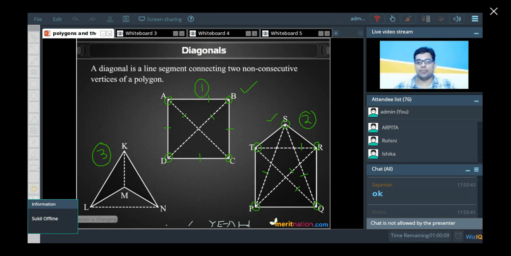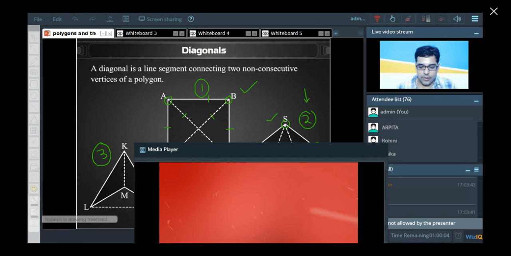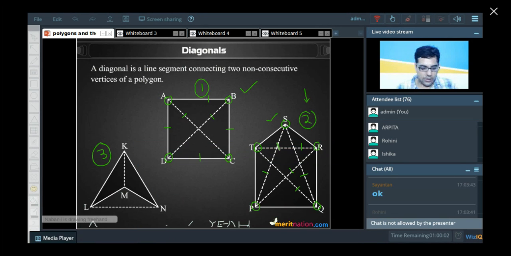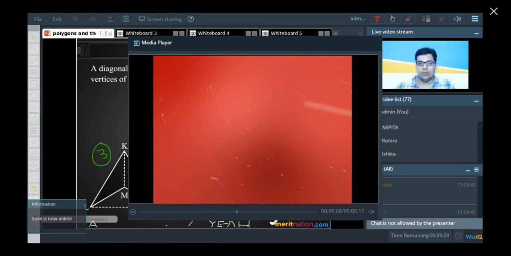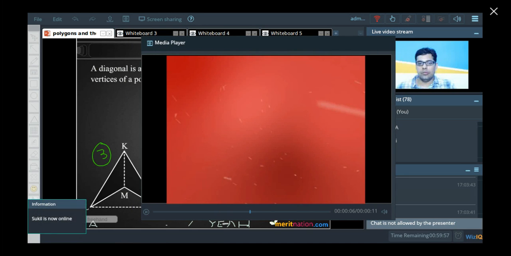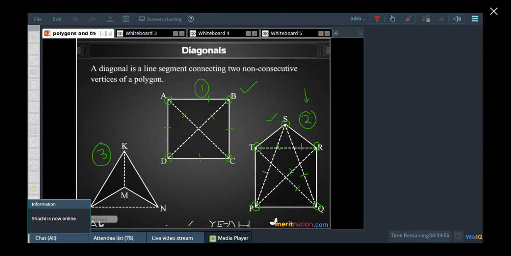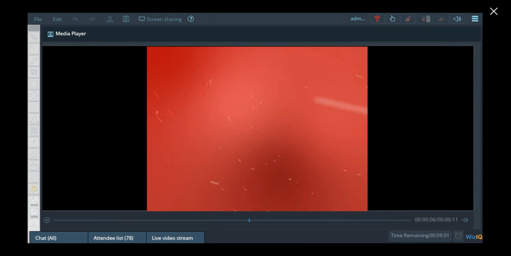Next, we can talk about the polygon containing 5 sides, that is polygon number 2 here. Now in this, n equals... just give me a moment guys, because the media player is again popping up and popping down.